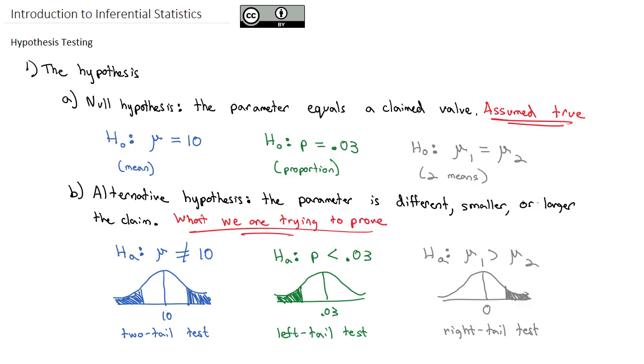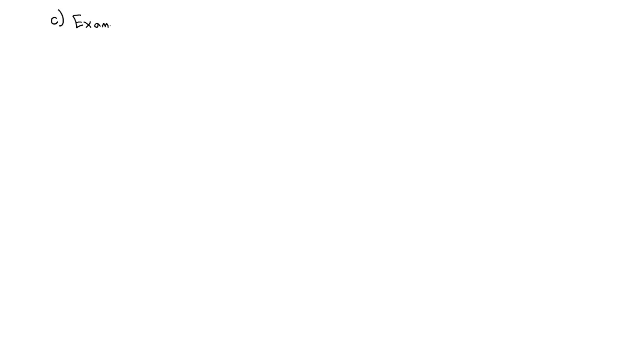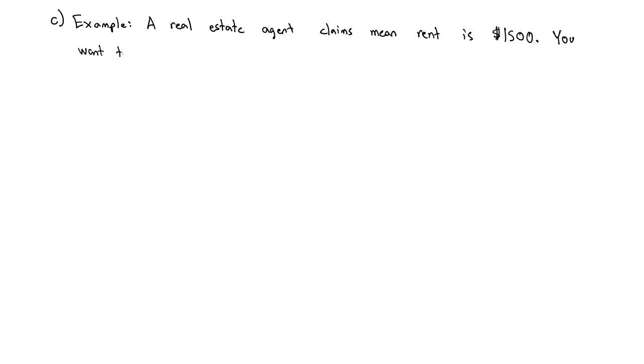And this is what we're actually going to try and prove. Let's look at an example. A real estate agent claims that the mean rent in the community is $1,500. You want to show it is actually greater than that value.